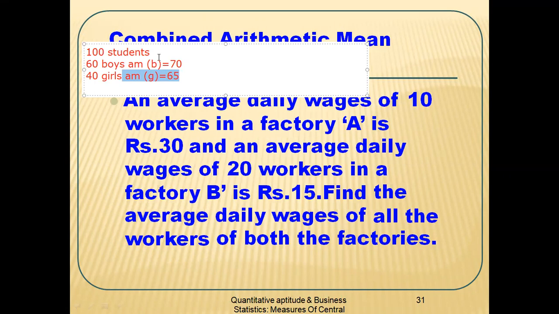It is very simple to calculate. The number of boys is denoted as N1, that is the first group of observations. How many observations are there in group 1? Under group 1, 60 observations are there. I am dividing this into two groups, group 1 and group 2. That is, 60 boys are there.